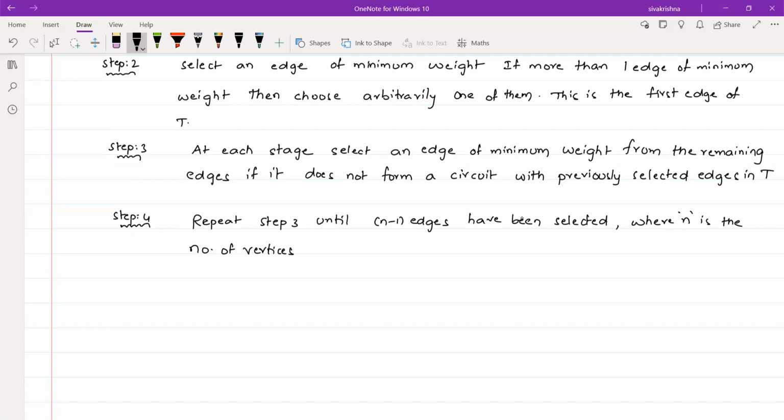Why we say that it is a minimal spanning tree is because every time we have selected an edge with a minimum weight. We have a lot of edges with a lot of weights, such as 1, 2, 3, 4, 5, 6, in this way. Every time we select an edge with a minimum weight, so with the minimum weights we have drawn a spanning tree. So we call that a minimal spanning tree. So this is Kruskal's algorithm to find a minimal spanning tree.